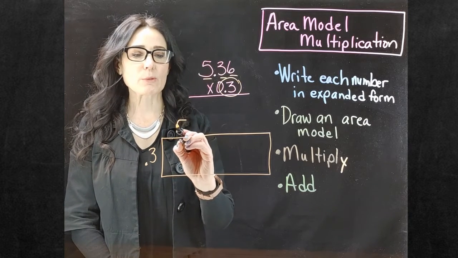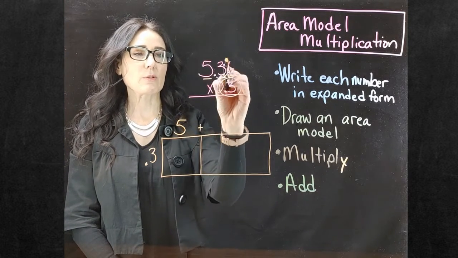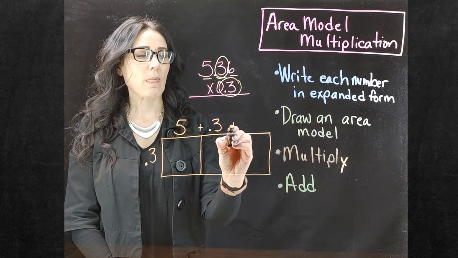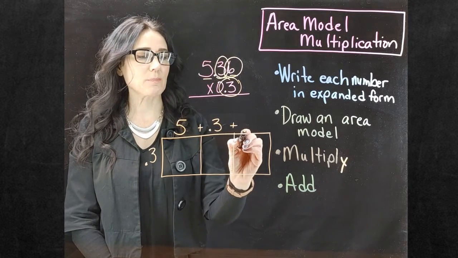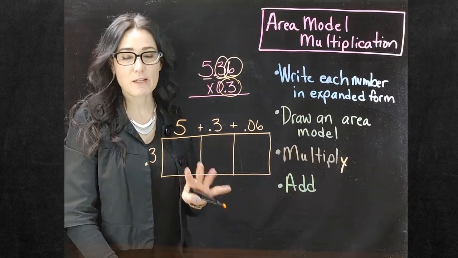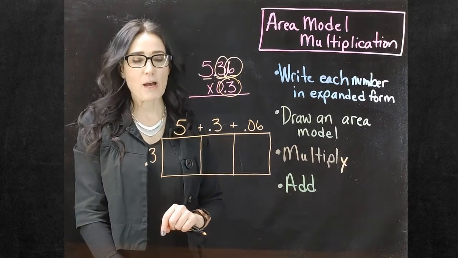That is a whole number, so we're just going to write 5 as a whole number, plus, then we go to 3/10, so I'll be writing 3/10 here, plus 6/100ths. So the first thing you do is you put each number in their expanded form. Then we're going to multiply them, and then we're going to add them up.